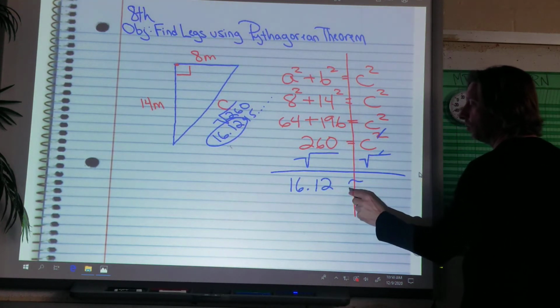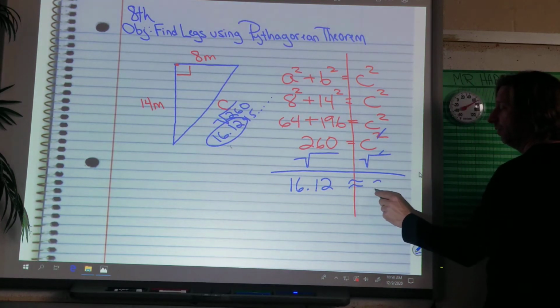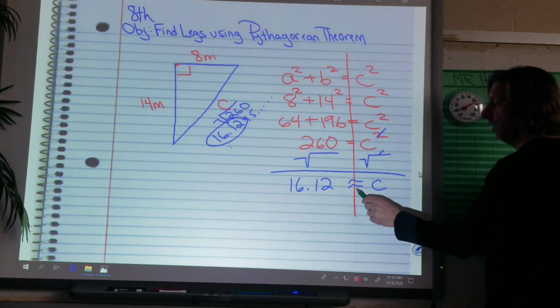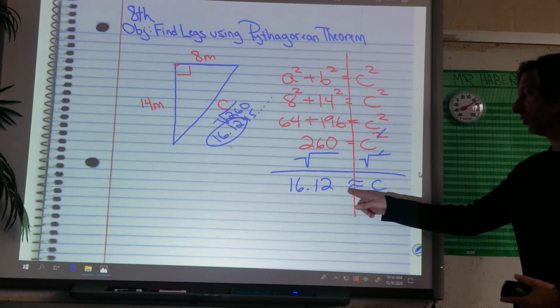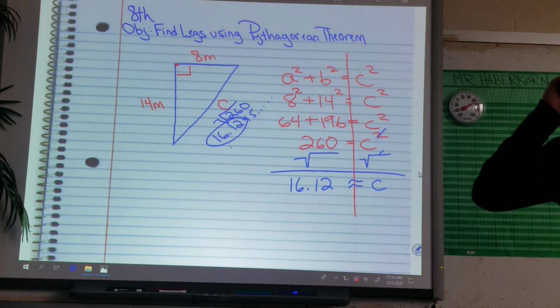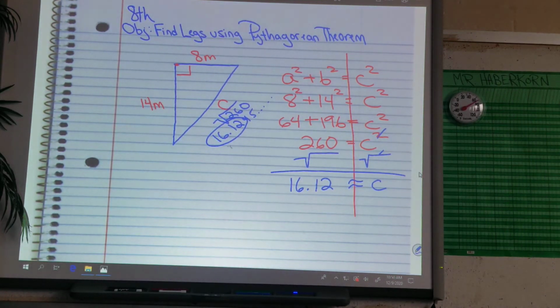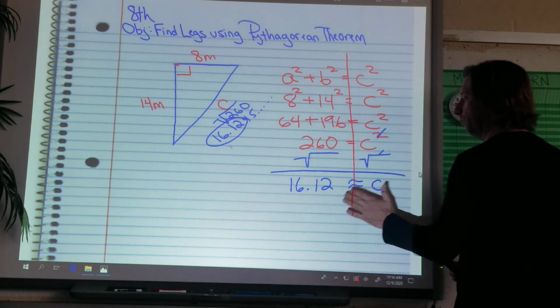So I'm not going to put an equal sign. Remember from the beginning of the year? When we have square roots that aren't perfect, we put that squiggly equal sign. It means it's close to 16.12, but not exactly it. All right, let's look at one more, and I'm going to do it quickly, and then we'll call it a day. And that's what we'll do for today, okay?